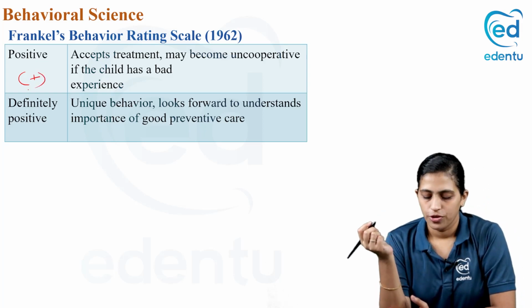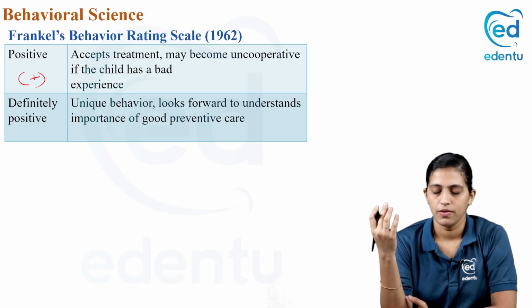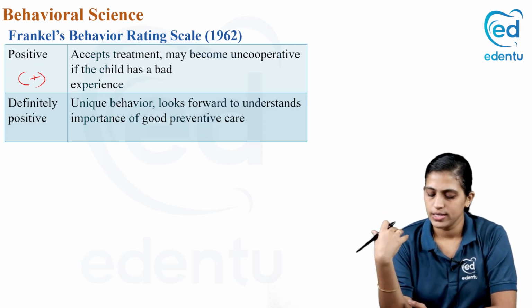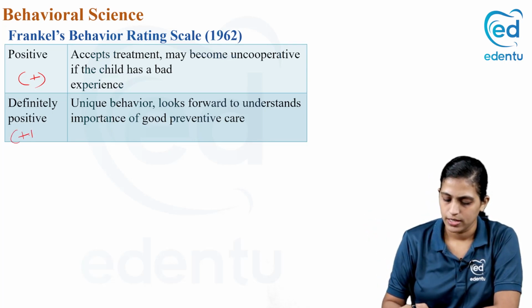Next is definitely positive type of behavior, a unique type of behavior where the child looks forward to or understands the importance of good preventive care. This is represented as a double plus.